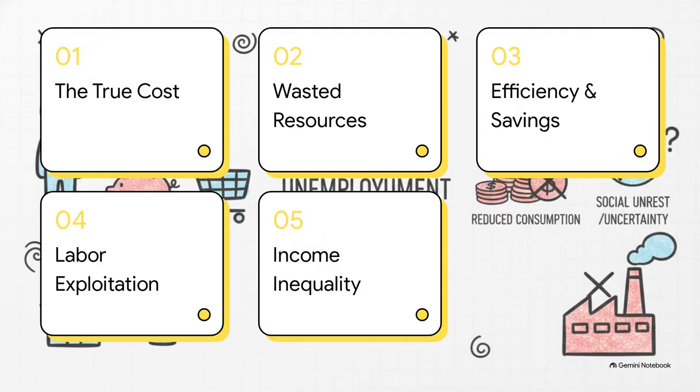Okay, here's our agenda for today. First, the true cost of unemployment. Second, the wastage of productive resources. Third, efficiency loss and depleted savings. Fourth, exploitation in the labor market. And finally, amplifying income inequality. Let's get right into it.